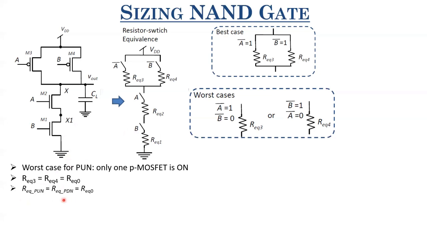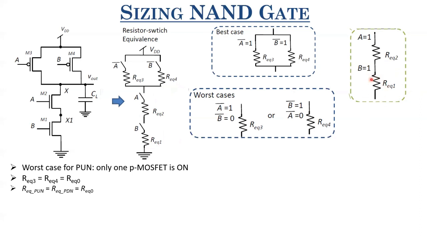And we also want our R equivalent of the pull-down network to be R equivalent of 0. So let us look at our pull-down network. What is the worst case for this pull-down network, or when does this pull-down network actually work? This pull-down network works only when A equals 1 and B equals 1, right? For this case, the R equivalent that the load capacitor sees for discharging would be R equivalent of 1 plus R equivalent of 2, because they are in series.